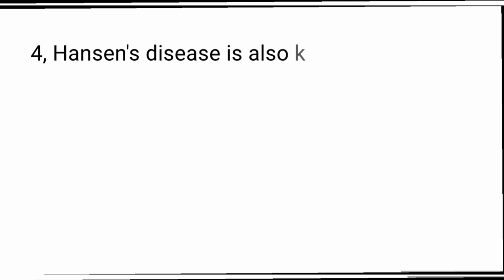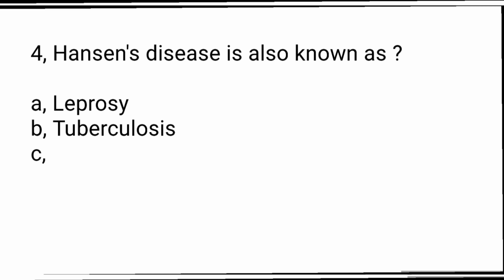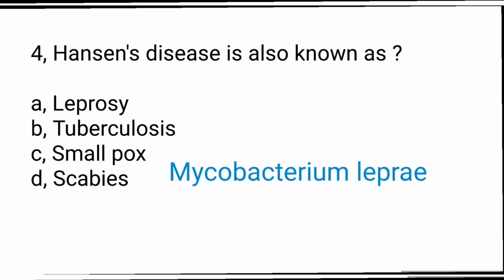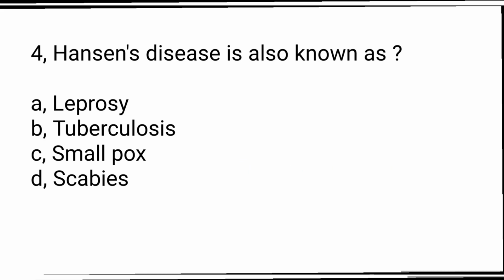Hansen's disease is also known as: option A leprosy, option B tuberculosis, option C smallpox, option D scabies. The answer is option A leprosy. Hansen disease or leprosy is an infection caused by slow growing bacteria called Mycobacterium leprae. It can affect the nose, skin, eyes and lining of the nose.